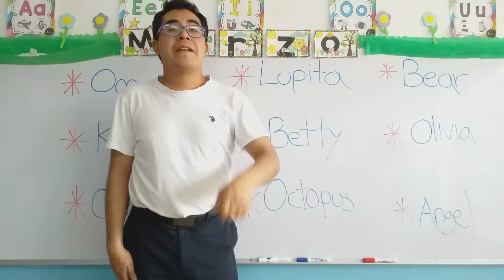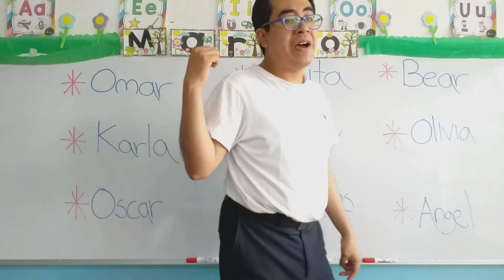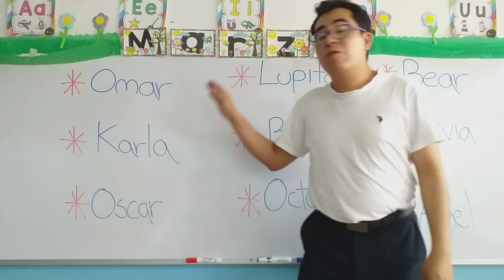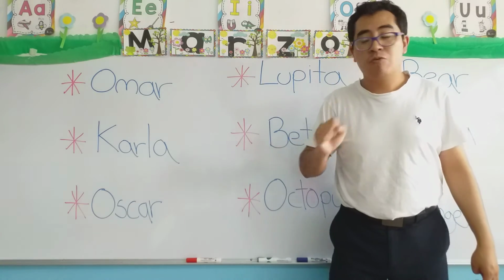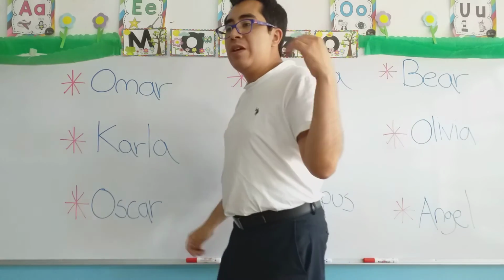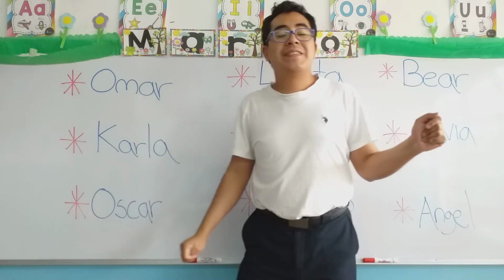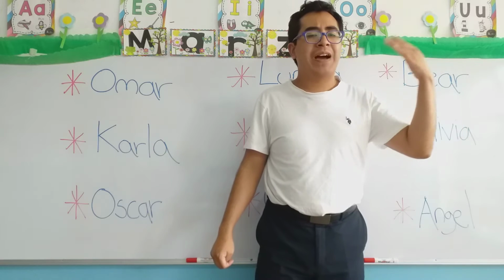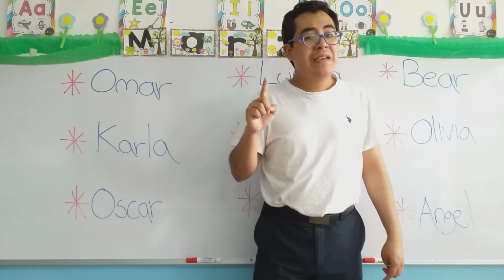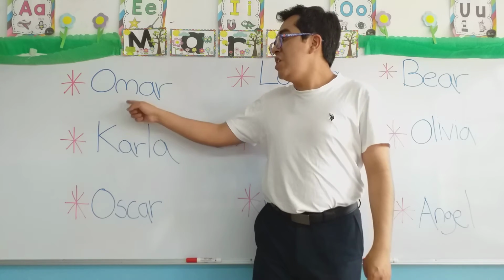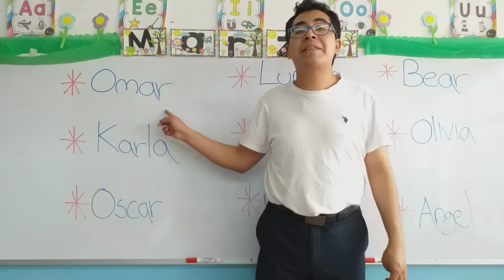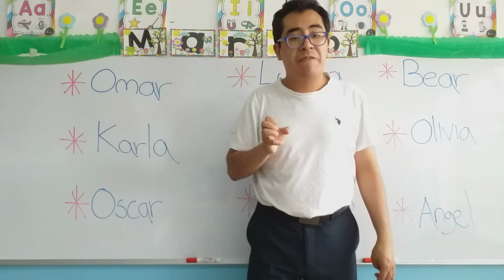Very good. Now, behind the teacher Jacob, I have 3 vertical rows. 1, 2, 3. Each one of them has several names of animals or names of people. We have to observe each one of the names and see if they have a capital O at the beginning of them.